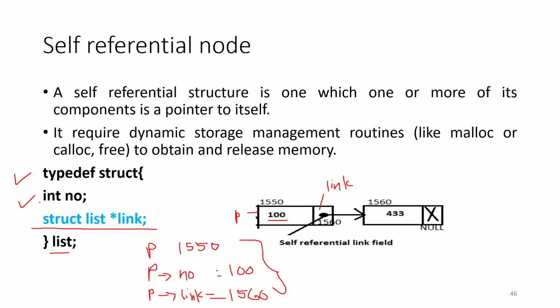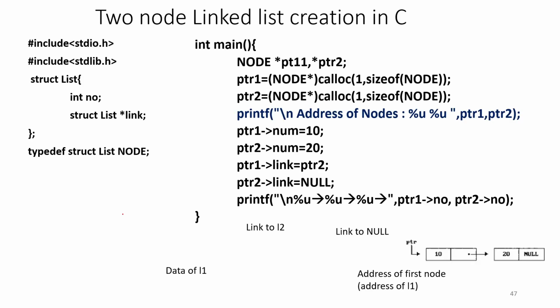This type of modification that is done in structure is called self-referential node, self-referential structure. It has got a special field, address field, which is of type same structure. Let us create a two-node linked list in C. First step is to define self-referential structure having one field, that is the link field.